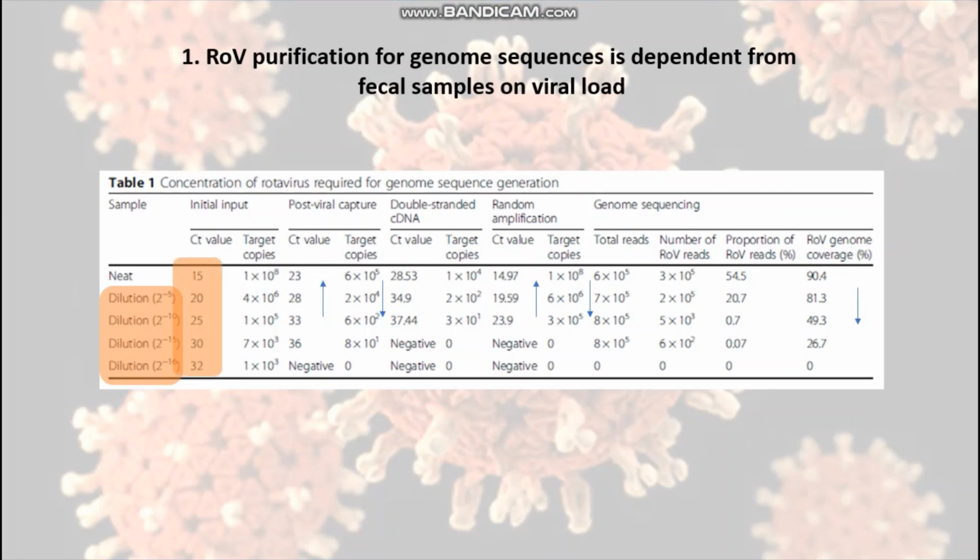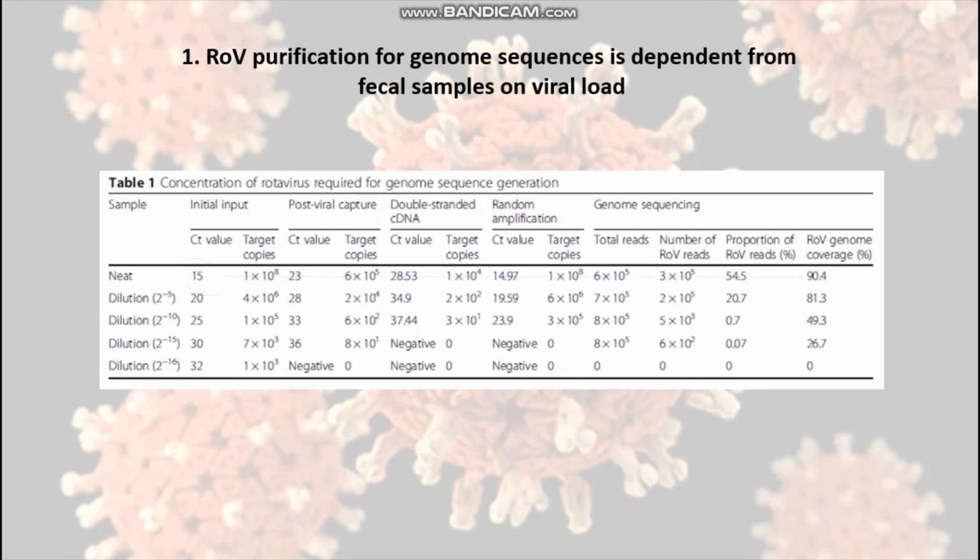CT value, or cycle threshold, is defined as the number of cycles required for the fluorescent signal in real-time PCR to cross the threshold. It is basically inversely proportional to the target copies of the genome. For instance, by doing the random amplification, as the CT value is higher, the target copies will become lower. Same as the ROV genome coverage we got, the percentage will become lower. Thus, we can conclude the best CT value is 15, as we can achieve genome coverage near 100%.